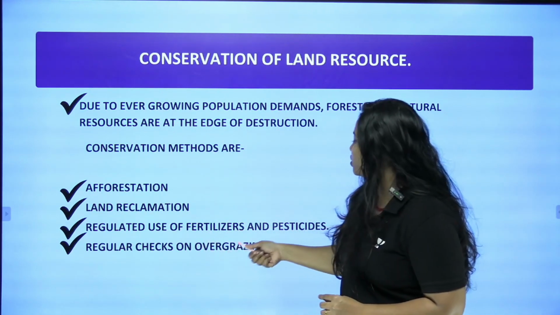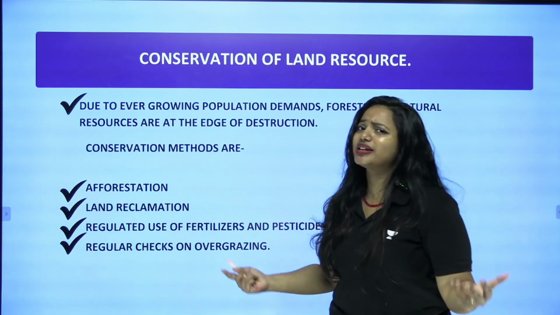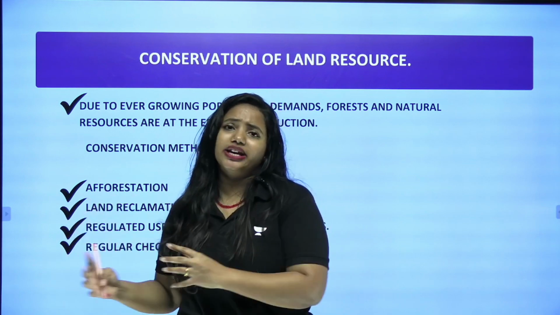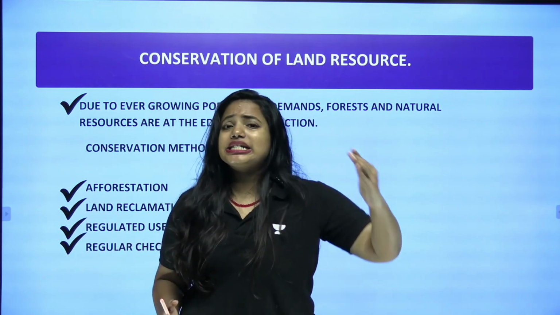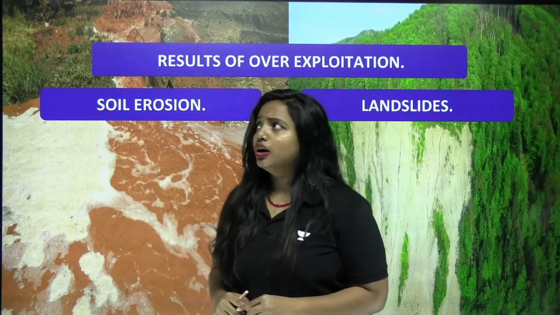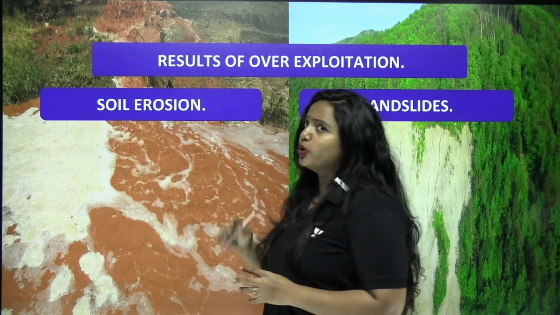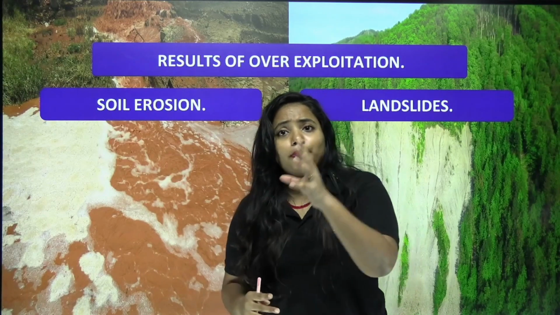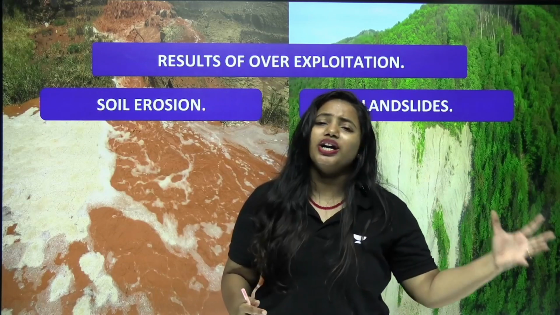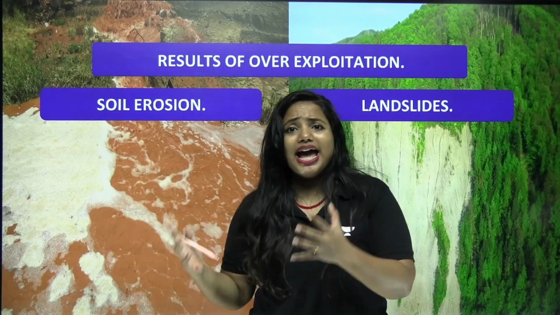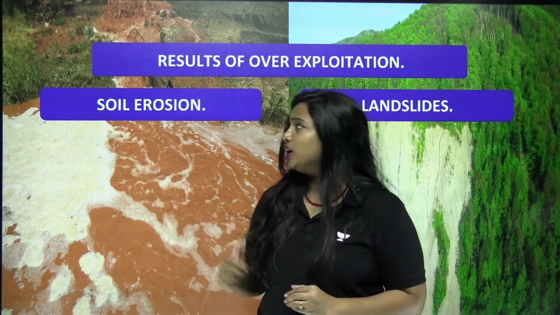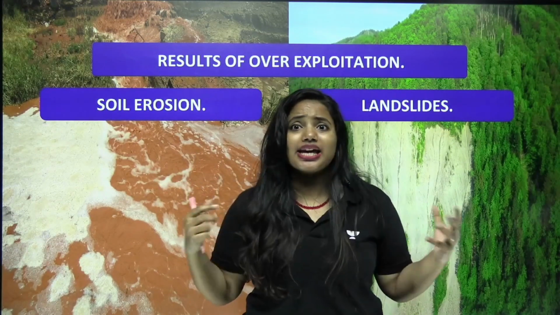What about regular checks on overgrazing? Plants and animals are interdependent on each other, but still it is very much important to have regular check on overgrazing. Why? Because if overgrazing is high, it can also reduce the land resources. Look at this. It's all about results of overexploitation. I told you the population is increasing day by day. Therefore, demands are also increasing. So the land resources are getting used up very quickly. Because of this, soil erosion and landslides can occur.